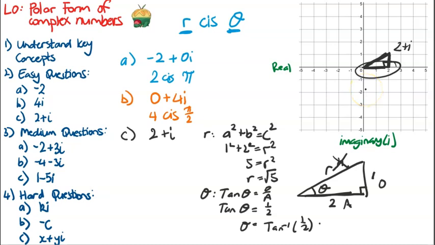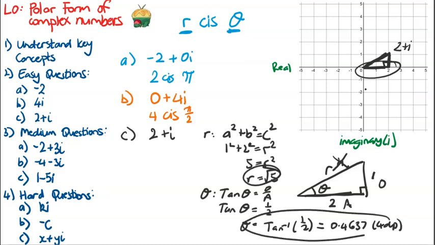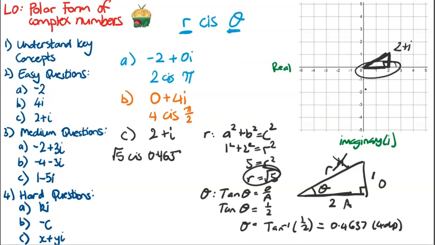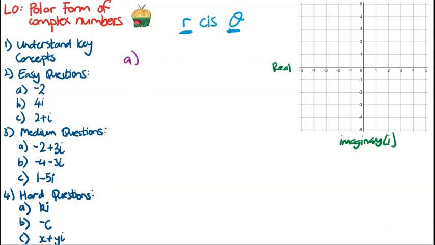And plugging that into the calculator, I got 0.4637. I've rounded that to 4 decimal points. So I've now got my modulus and I've now got my argument. I can put that into polar form. So my polar form down here is going to be root 5 cis, and then it's going to be 0.4637.